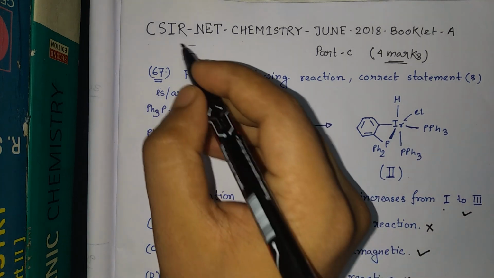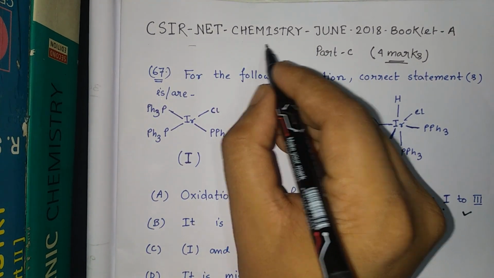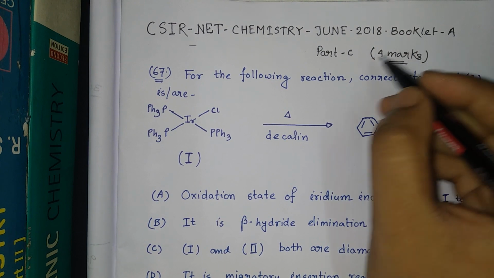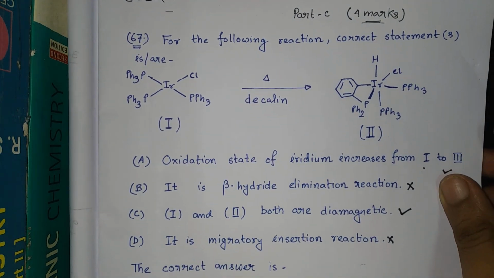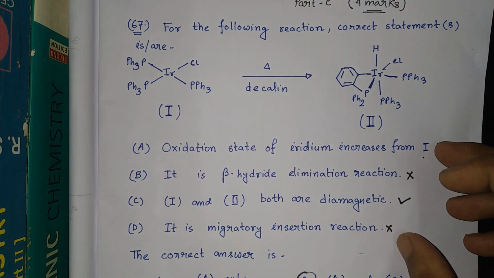Hello guys, today we will discuss CSIR NET Chemistry June 2018 booklet A part C, question number 67, which is a 4 marks question. This is the question on your screen. You can see the reaction is given and 4 comments are given.